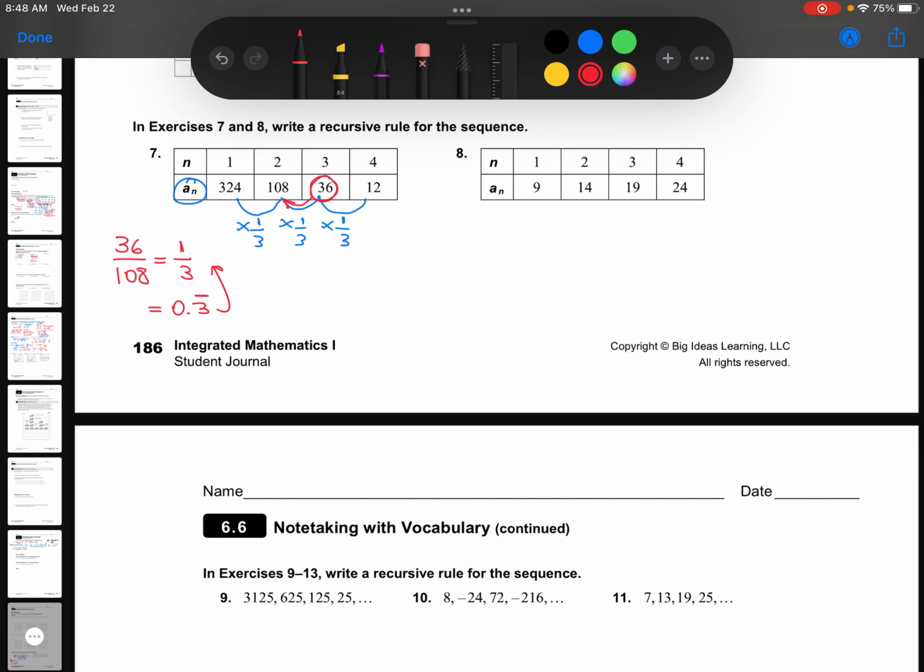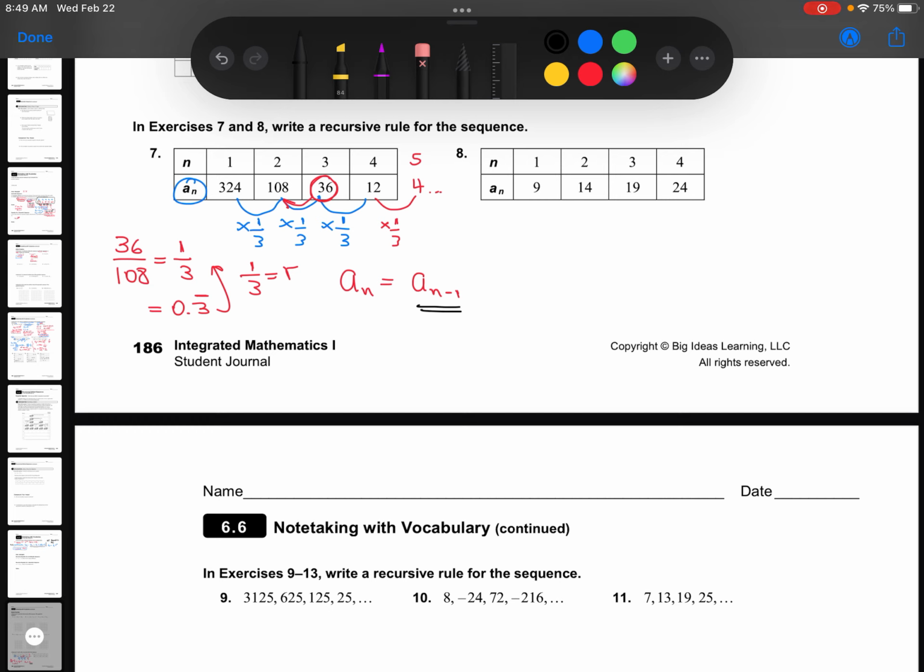So now I identified what the common ratio is, which, by the way, means this is a geometric sequence. And then if I want to generate the next term here, which means the 5th term, I'm just going to multiply by 1/3. In this case, it's going to be 4, and so on. So for the recursive rule, meaning a sub n, I want to know what I should do to the previous term to get the next term. And I want you to understand this.